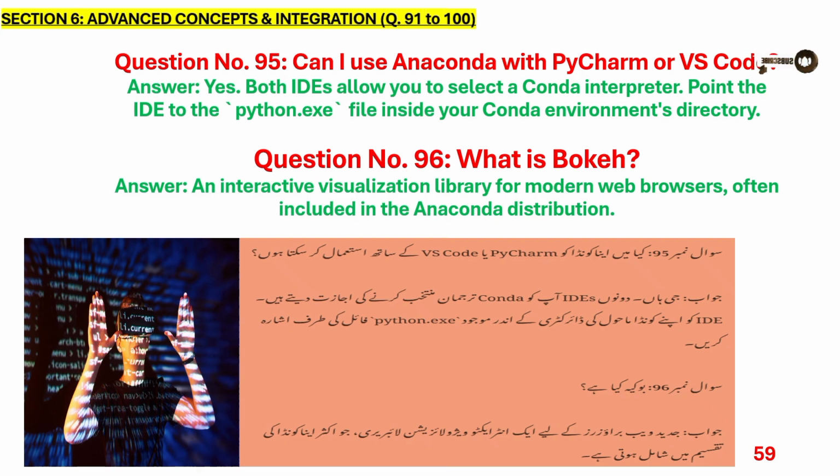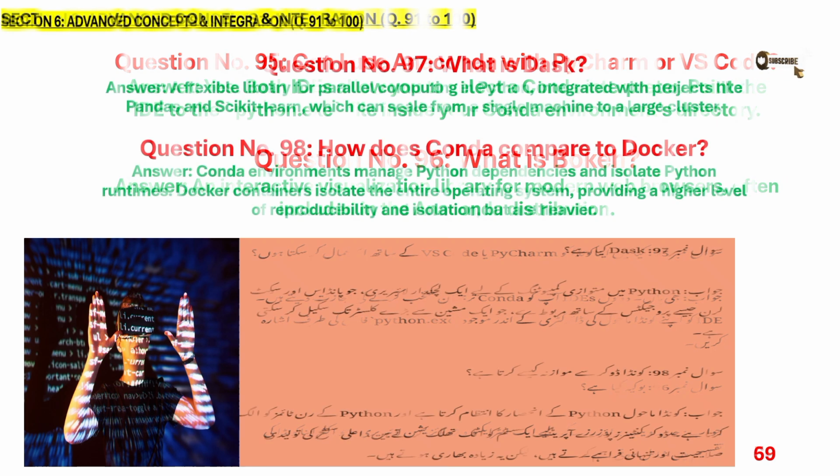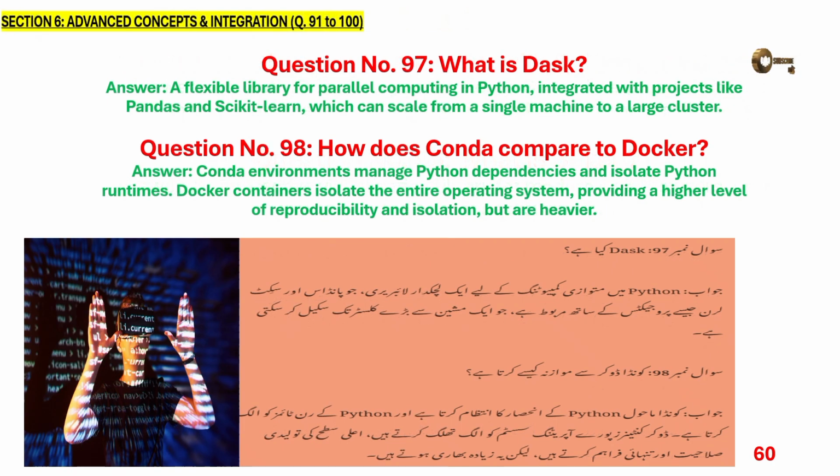Question number 96. What is Bokeh? Answer. An interactive visualization library for modern web browsers, often included in the Anaconda distribution. Question number 97. What is Dask? Answer. A flexible library for parallel computing in Python, integrated with projects like Pandas and scikit-learn, which can scale from a single machine to a large cluster.